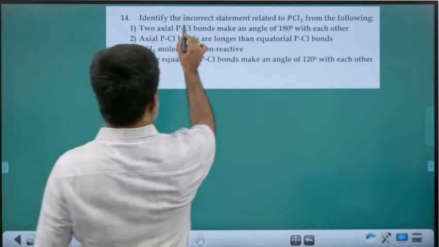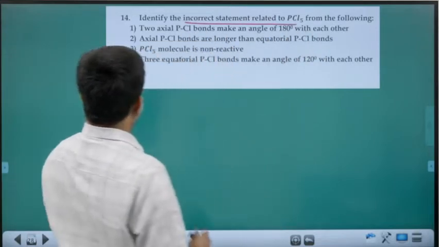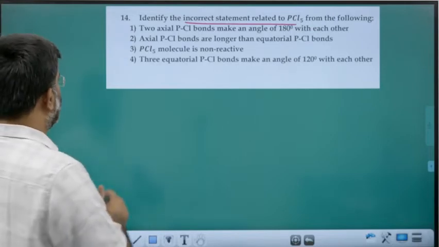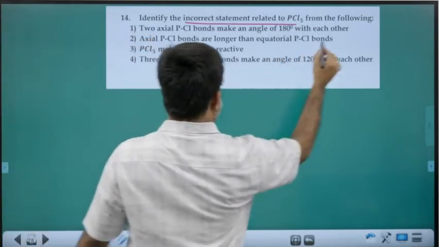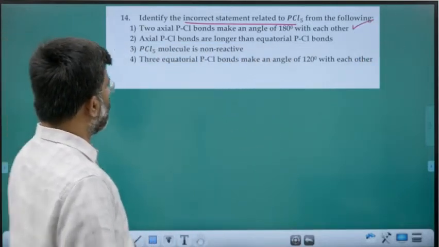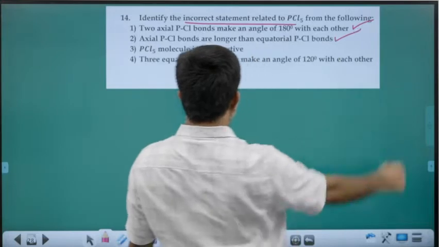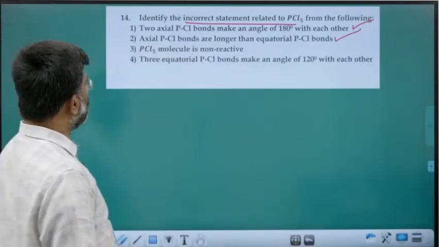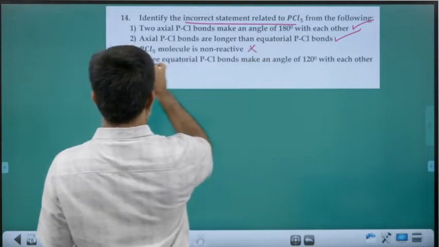Incorrect statement about PCl5. Two axial P-Cl bonds make 180° with each other. Yes, that is a correct statement. Axial P-Cl bonds are longer. Yes, axial bonds are more elongated. PCl5 molecule is non-reactive. This is incorrect.